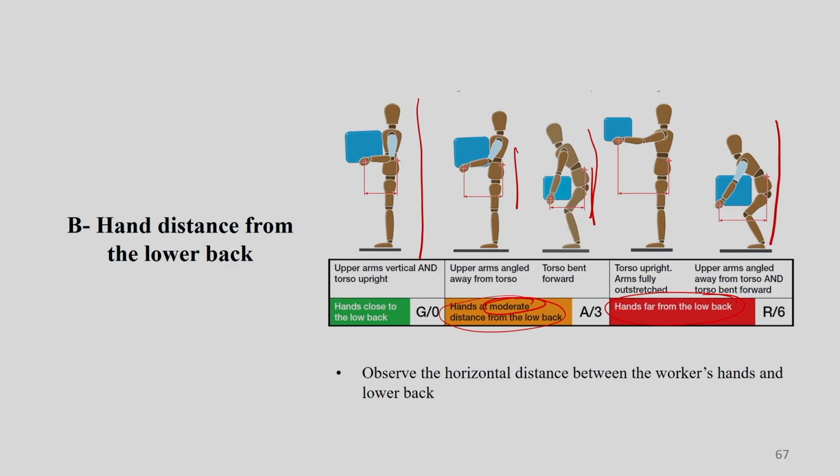So, observe the horizontal distance between the worker's hand and lower back; it is the major area where you have to do the data collection. For all these cases, I would suggest you take a working videograph and come back to the laboratory for analysis. Don't take decisions on the spot while working. There may be a lot of ambiguity about whether the decision was correct or not. So, better you collect the videograph and do the analysis after coming back to the laboratory. Okay, so these are the two factors.